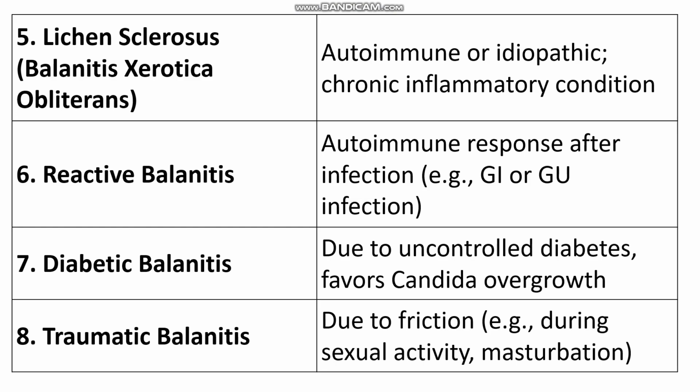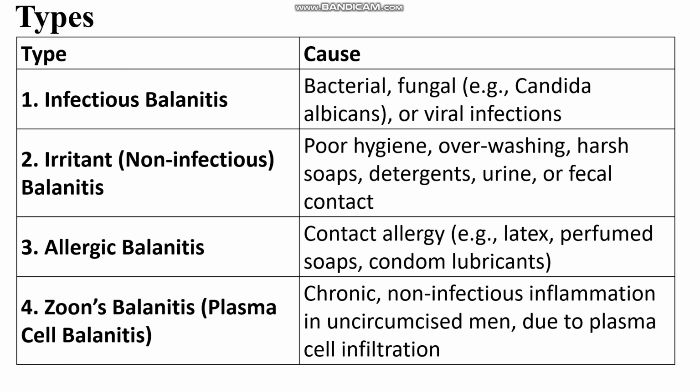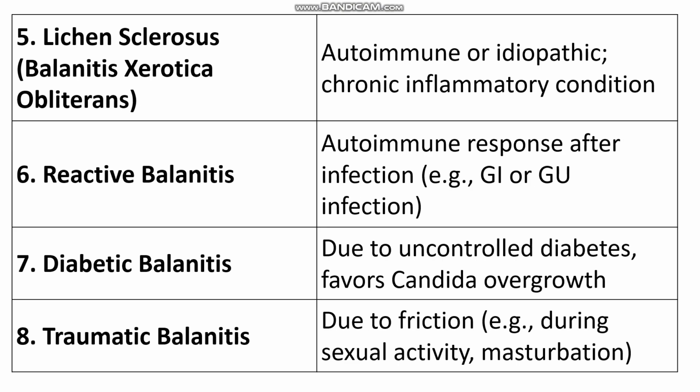Sixth one is reactive balanitis. That is also an autoimmune response, which occurs after a gastrointestinal or genitourinary infection. Seventh one is diabetic balanitis due to uncontrolled diabetes. This commonly occurs due to Candida overgrowth. And the final one is traumatic balanitis due to any aggressive activity or friction, commonly occurring during sexual activity or masturbation. So these are the different types of balanitis: infectious, irritant, allergic, Zoon's or plasma cell balanitis, lichen sclerosis or balanitis xerotica obliterans, reactive, diabetic, and traumatic balanitis.